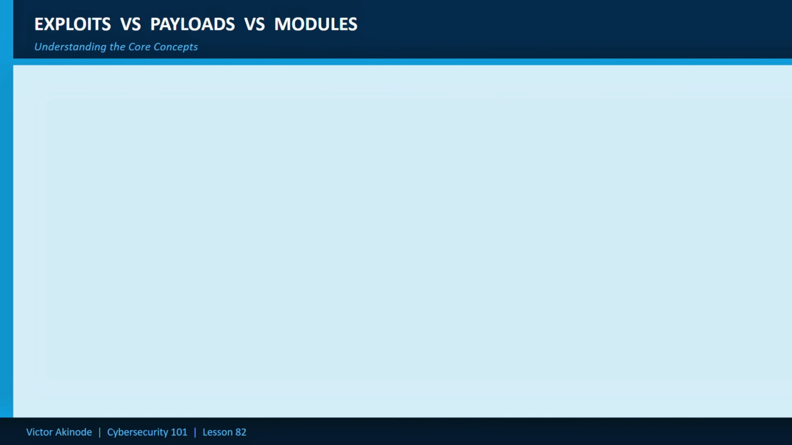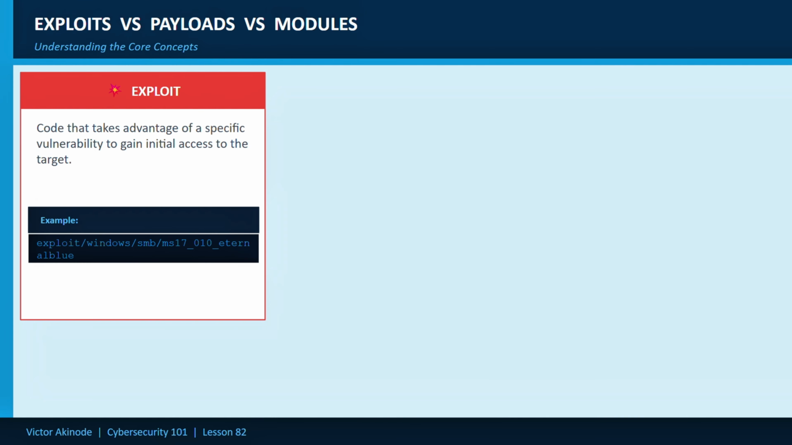I want us to understand these three critical concepts: exploits, payloads, and modules. These terms get confused, but they are distinct. What is an exploit? An exploit is a code that takes advantage of a vulnerability. It is how you get initial access to the target system. For example, exploit/windows/smb/ms17_010_eternalblue exploits the EternalBlue vulnerability in Windows SMB.